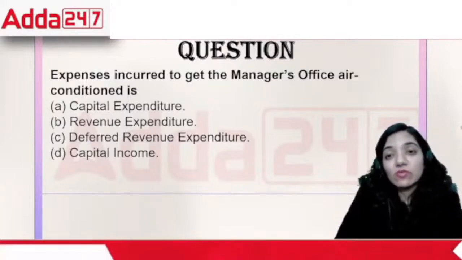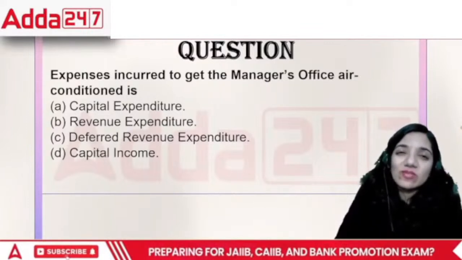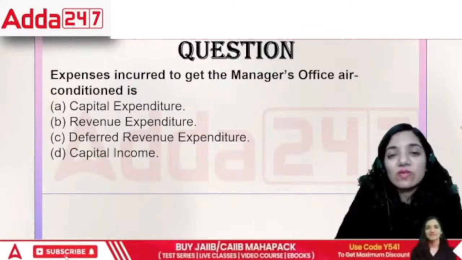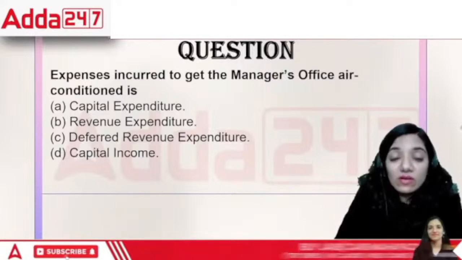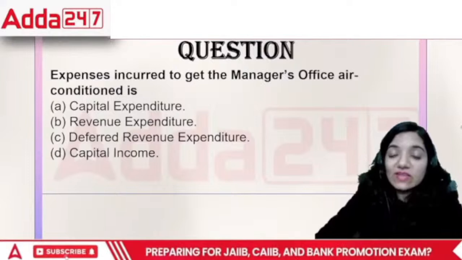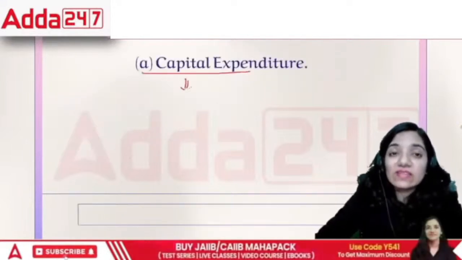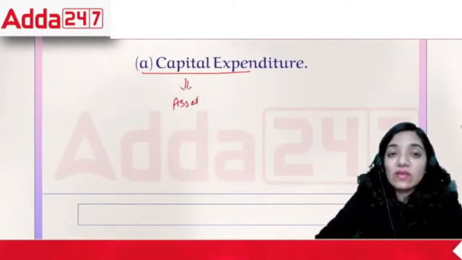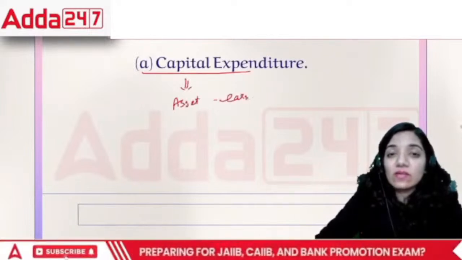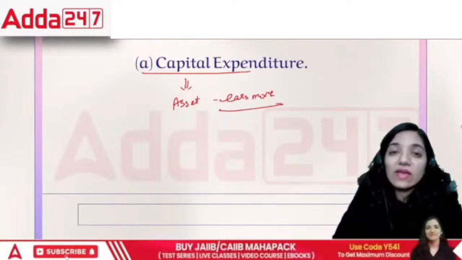Because think about it, if he cannot work in that environment in a relaxed manner, how will he give you the output? To give you that particular output, he needs to work in that particular atmosphere in a good way. So basically, this is termed as a capital expenditure. We prepare an asset so that we can earn more. That is what we define as capital expenditure.